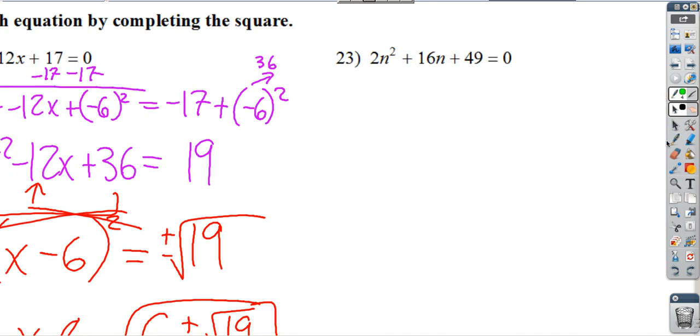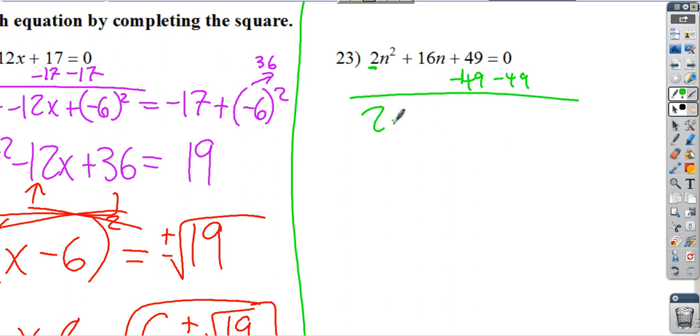The last one on 4.5 is a very similar problem. There's one extra step though. We divide that down the middle. Here we can't do very much until this number is equal to 1. That's what we need to complete the square. So let's start by moving the 49 over because that won't factor. So we get 2n squared plus 16n equals negative 49. Again, we need this number to be 1, so that means we have to divide everything by 2. If that were 5n squared, you would divide everything by 5.